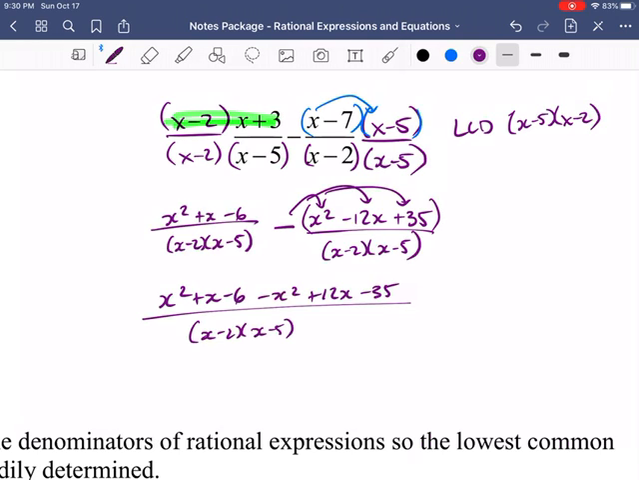And if you collect some like terms, x squared minus x squared gives me 0. What else do we got? Positive x and positive 12x gives me 13x. And negative 6 and negative 35 gives me negative 41. And my denominator is (x minus 2)(x minus 5). Okay, and non-permissible values: x cannot equal 2 or 5.